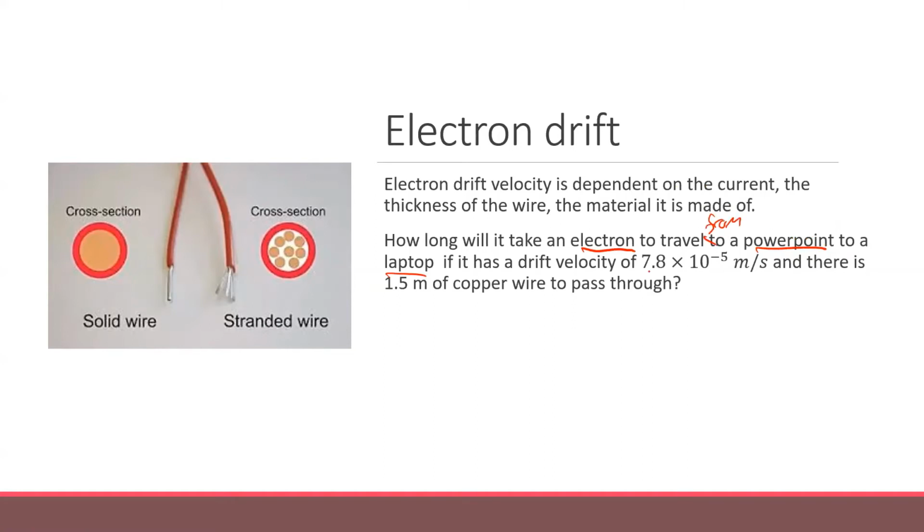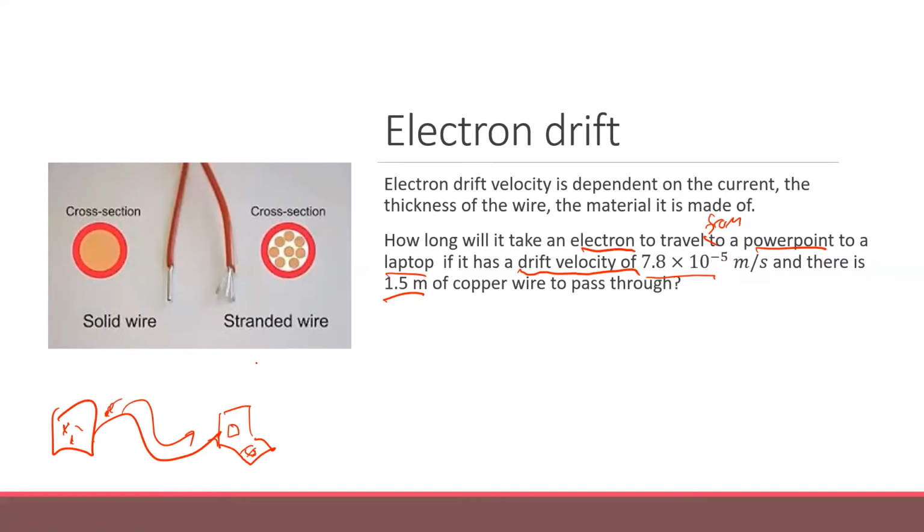From a power point to a laptop, if the drift velocity is 7.8 times 10 to the negative 5 meters per second, and there is 1.5 meters of copper wire to pass through, how long does it take the electron to get from the power point to the laptop? How long does it take the one electron to get from here all the way up to here?